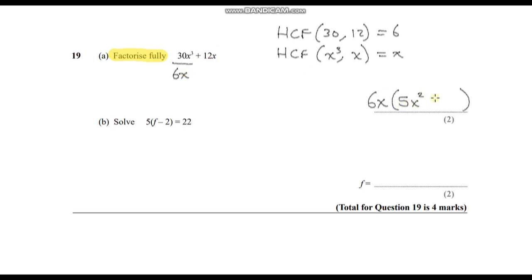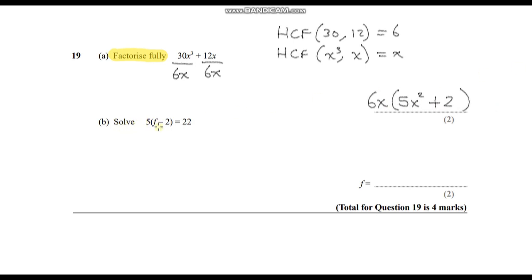And now we've got plus, and now we just need to divide this term by 6x. So 12 divided by 6 is 2, and x divided by x, those two x's will just cancel out, so it's just 2. So our final answer is 6x, and then in brackets 5x squared plus 2. Okay, let's look at the next part.